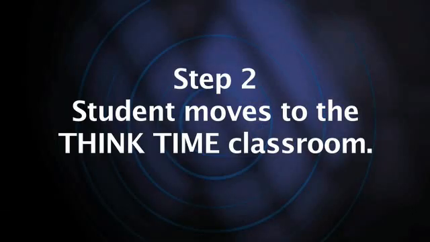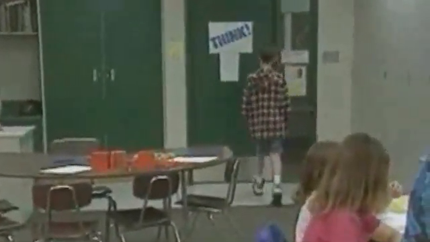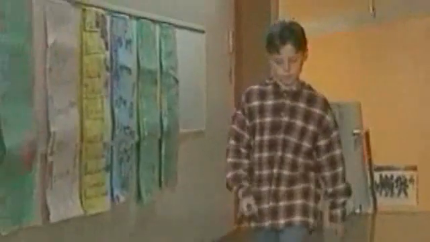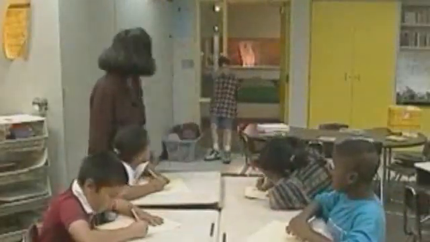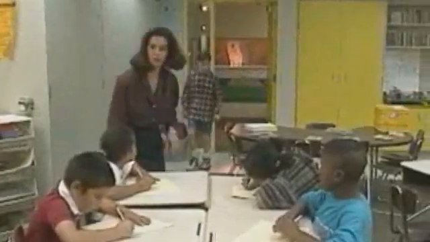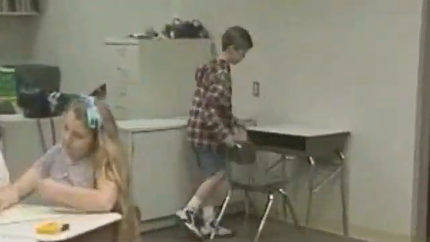Step 2. Student moves to the Think Time classroom. Students almost always go to the Think Time classroom without any problem. Remember, nobody is very upset. We've caught the disruptive behavior early, and the student is simply going off to think about his or her behavior. Once there, the student waits at the door until the cooperating teacher directs the student to the Think Time desk. This is a blank, non-distracting area where the student is clearly not a part of the ongoing class.